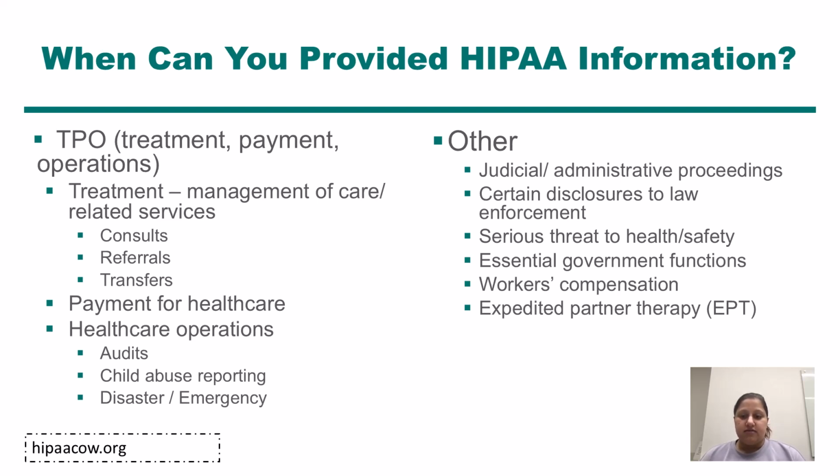Payment of healthcare is the P, and that's transmitting insurance information for payment and collecting information for payment. So if you have to call over the phone and ask for a credit card number, that is HIPAA information and should be treated as such. Lastly, healthcare operations such as audits, if you have to ever report child abuse, or if there's ever disasters, emergencies, etc., you can provide HIPAA information to help take care of patients.